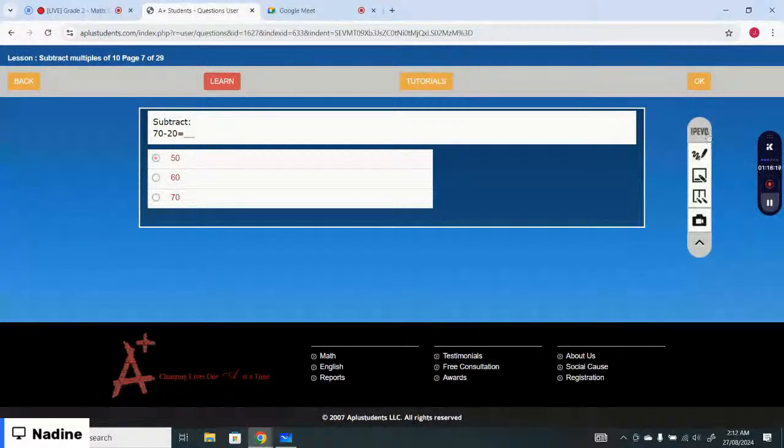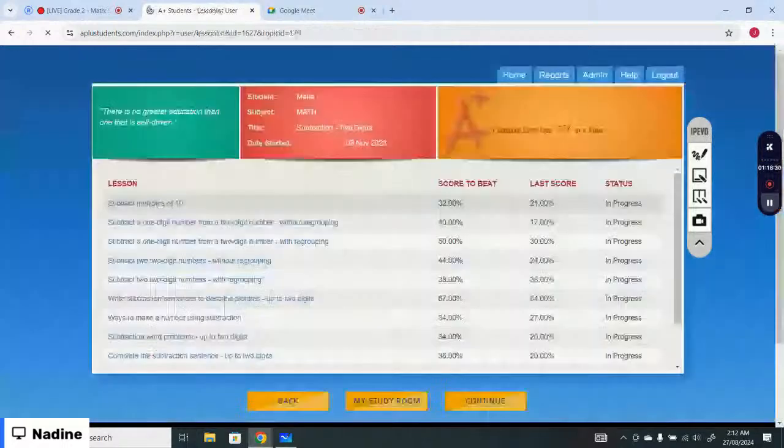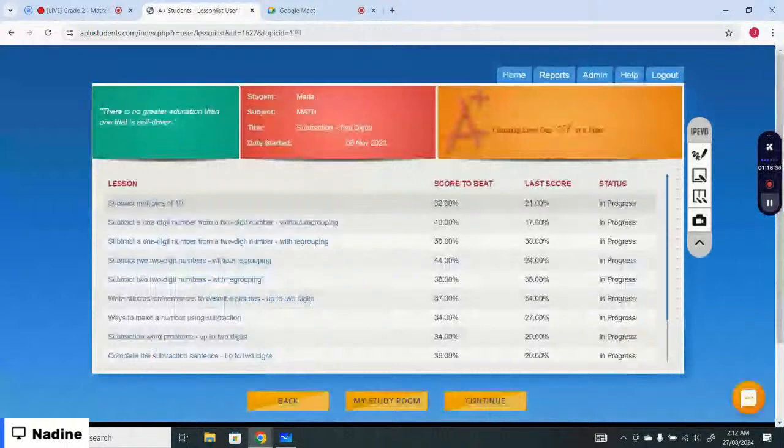Okay, you can complete the lesson by yourself later today. Let me just move on to the next lesson. And the next lesson is subtract a one digit from a two digit number without regrouping. So let's just start with the lesson.